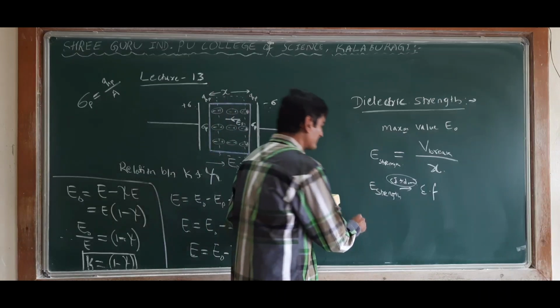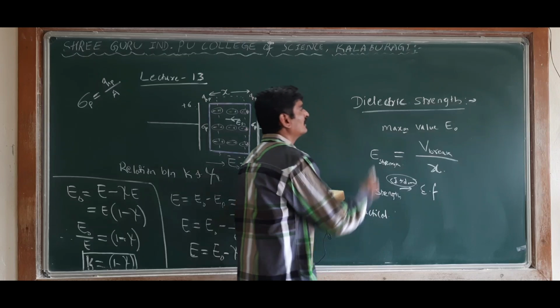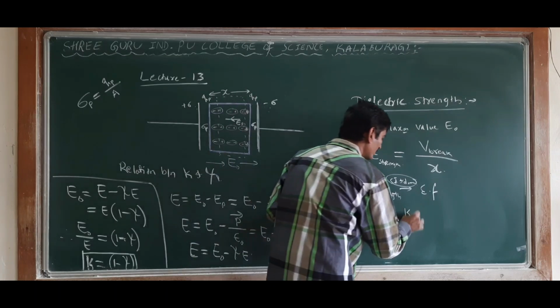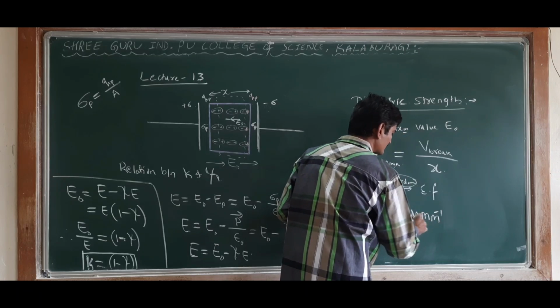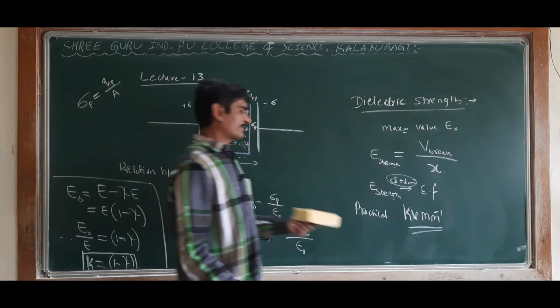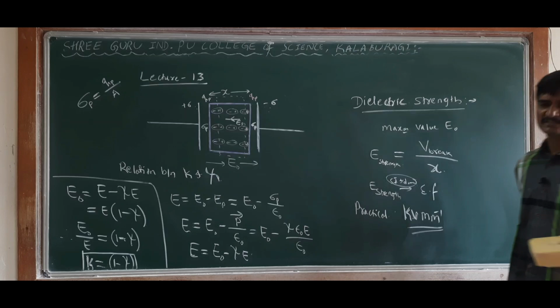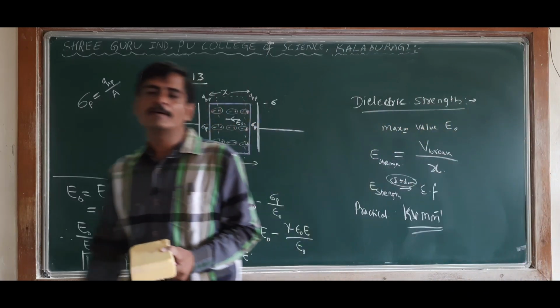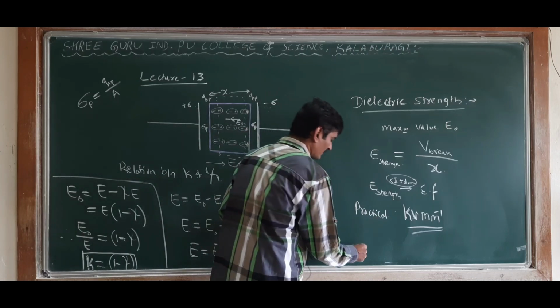Understood? So now the practical unit of dielectric strength is kilovolt per millimeter. Remember this: the practical unit of dielectric strength is kilovolt per millimeter. Understood? Okay. So now I will give some values.